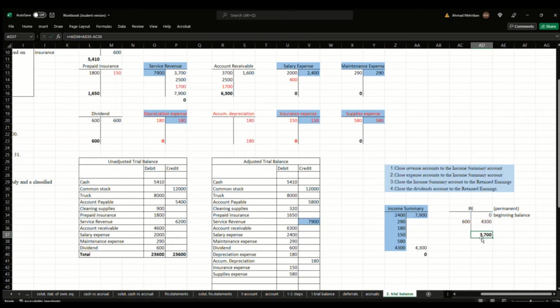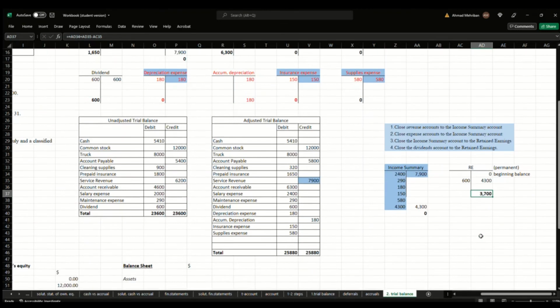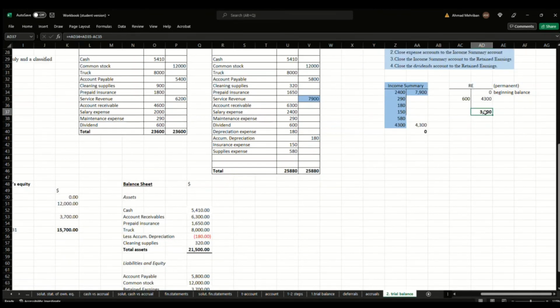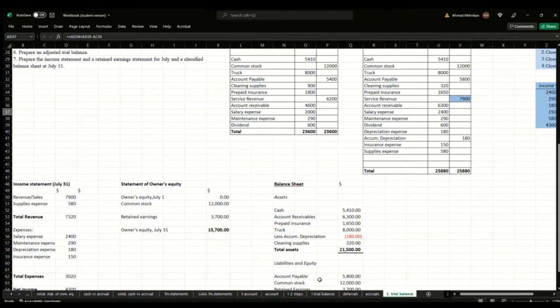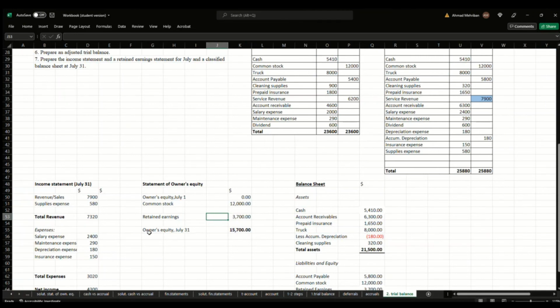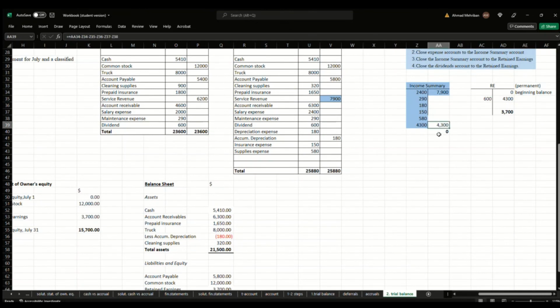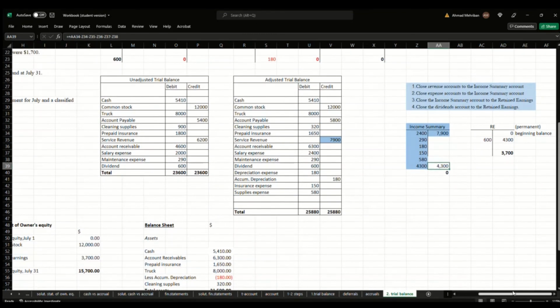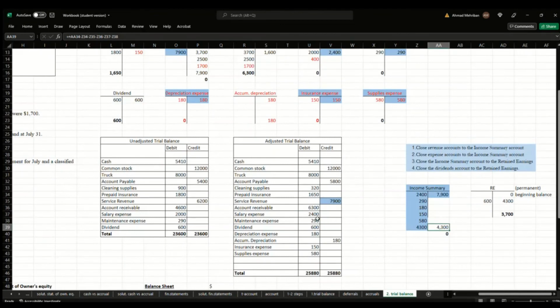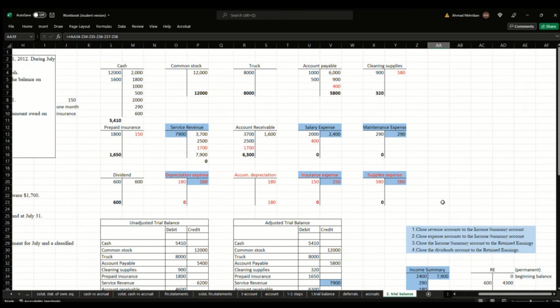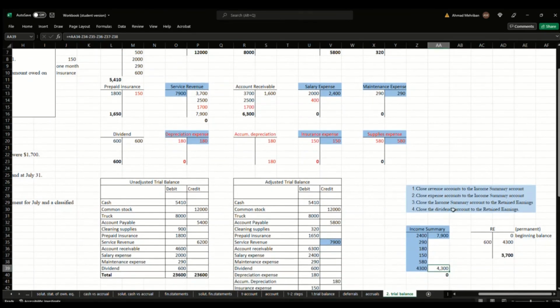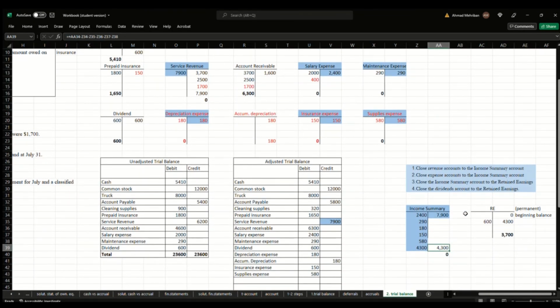Our final retained earnings for the year is 3,700. We can actually check that. Our retained earnings in our account is equal to our retained earnings in the statement of owner's equity, or retained earnings statement, and our net income of 4,300 is exactly the same as in the income summary balance. So as you can see, this is very simple, very easy. As long as you have correctly prepared your adjusted trial balance and made the correct entries, you will have no trouble closing your accounts and preparing them for the next year.